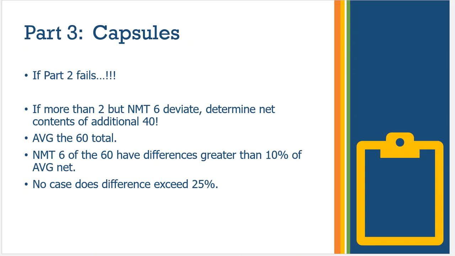Part 3, well, there's no story difference. It is the same exact thing. But now we do 40 more to get a total of 60. And then our passing score is no more than 6 have differences greater than 10. But keep in mind, any one that goes over 25% threshold, it automatically fails the entire 60 tablet or capsule batch here. Automatically fails everything, no matter what.